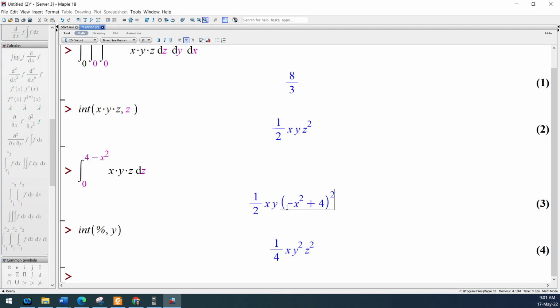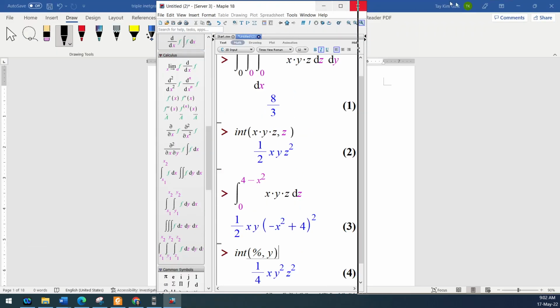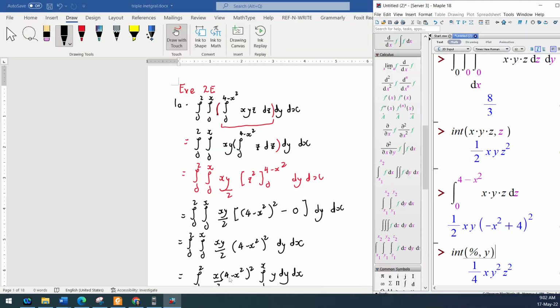Where half, half, because in Maple I cannot write anything. So at this step, half x is constant. All this thing is constant. So integrating with respect to y is only y squared over 2. That's why I get 1/4 xy squared z squared. So this is the mean. You see, you compare here.